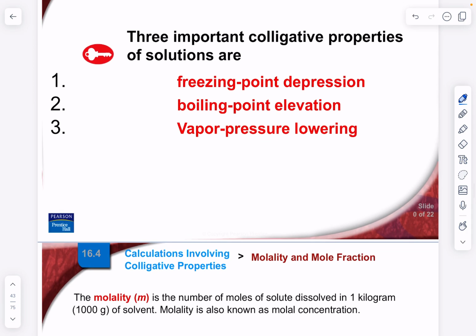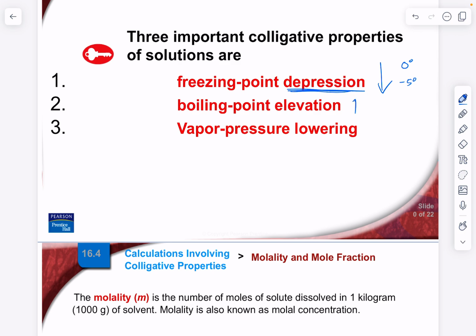Right now, we're going to look at 3 in particular. Later on, we're going to look at osmotic pressure. So these 3 are freezing point depression. In other words, when we add particles to water or some other solvent, it's going to cause the freezing point to be lower. In the case of water, instead of freezing at 0 degrees, now maybe it's going to freeze at -5 or -7 degrees because of the addition of those solute particles. And the more particles, the more you lower the freezing point.